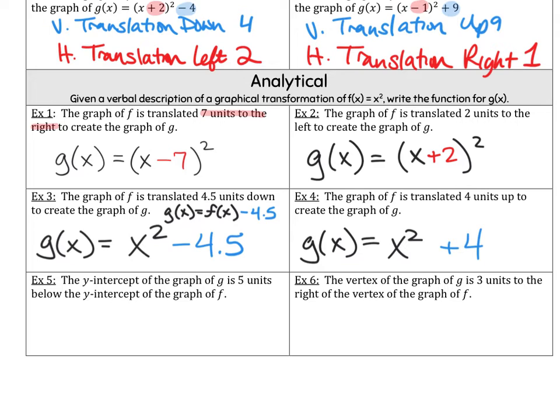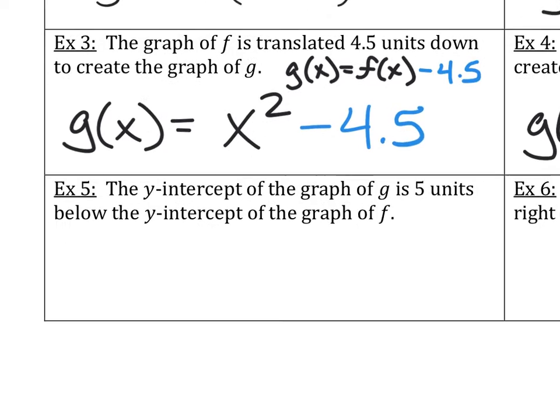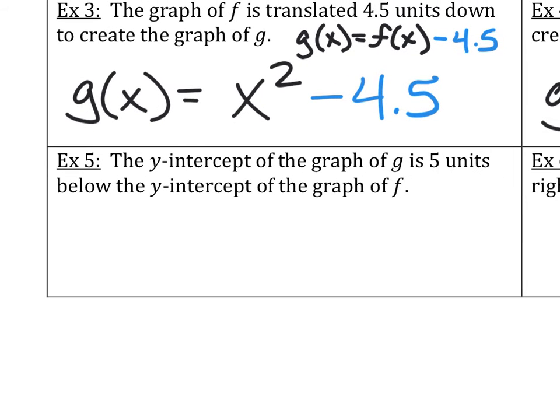Okay, you'll see both. This last one, number 5, says the y-intercept of the graph of g is 5 units below the y-intercept of the graph of f. But here's where this comes in. You have to remember that your parent function goes through the origin 0, 0, which means its y-intercept is 0. If you want a graph that has a y-intercept that is 1, 2, 3, 4, 5 units below it, all we need to do is shift that graph down 5 units for it to have that y-intercept.